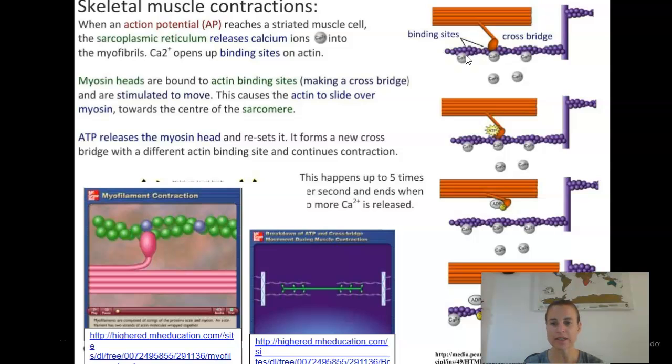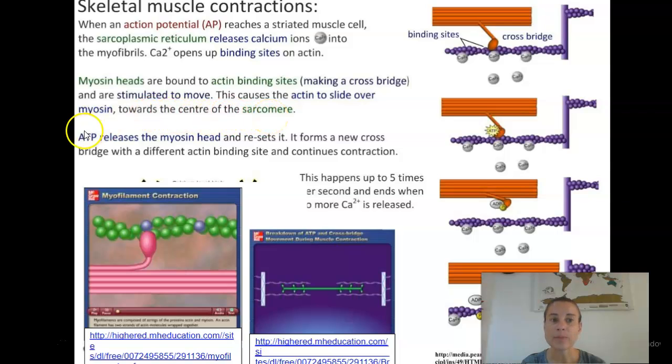We saw those binding sites in the previous little video. The calcium ions open them up. Without the calcium there would not be any place for the cross bridge to form, so the myosin head would have nowhere to join. The myosin heads bind to these actin binding sites, making a cross bridge, and they're stimulated to move. That causes the actin to slide over the myosin towards the center of the sarcomere.